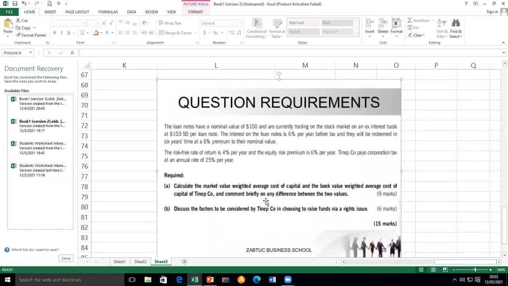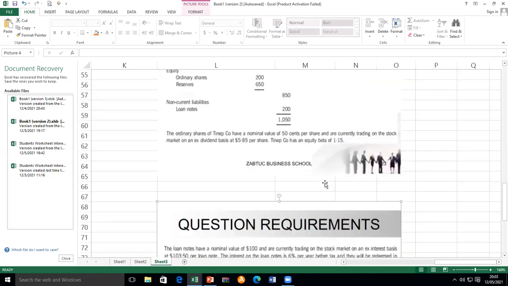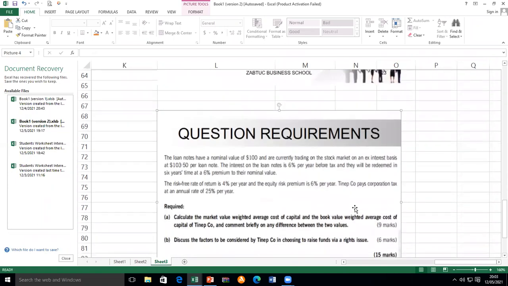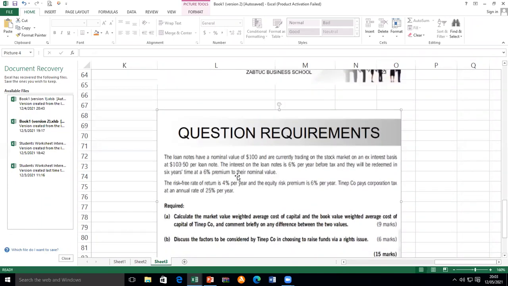Calculate the market value WACC. Let's work. What are the finances that we have? We've got the loan notes, we've got equity. Nominal value trading at 5.85, and the equity beta is 1.15. The loan note is here again.